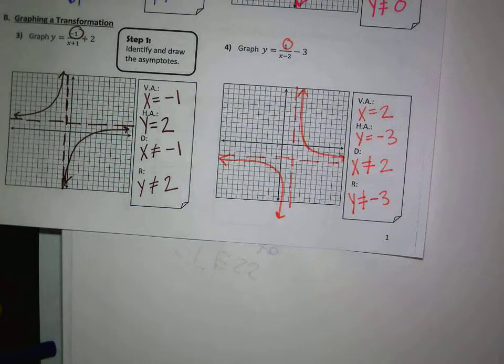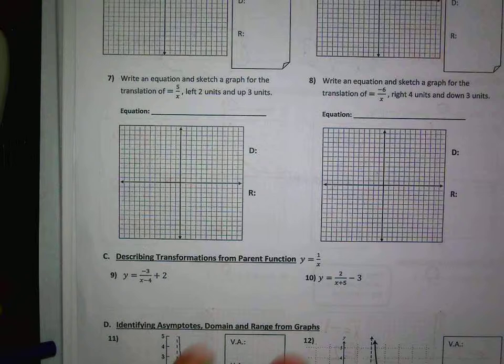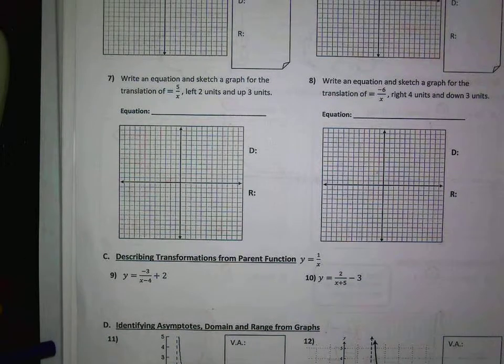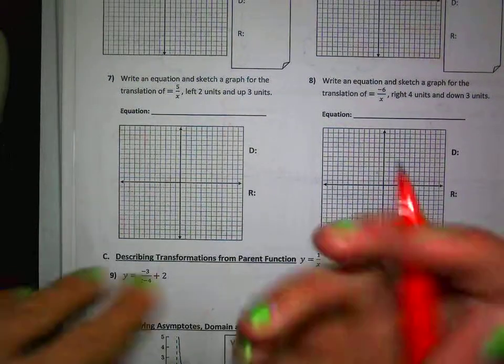All right, any questions, comments, concerns on graphing? Sweet. All right, flip it over. We're going to skip 5 and 6 because I think we know how to do it now. 7 and 8. 7 says write an equation and sketch the graph for the translation of 5 over x.